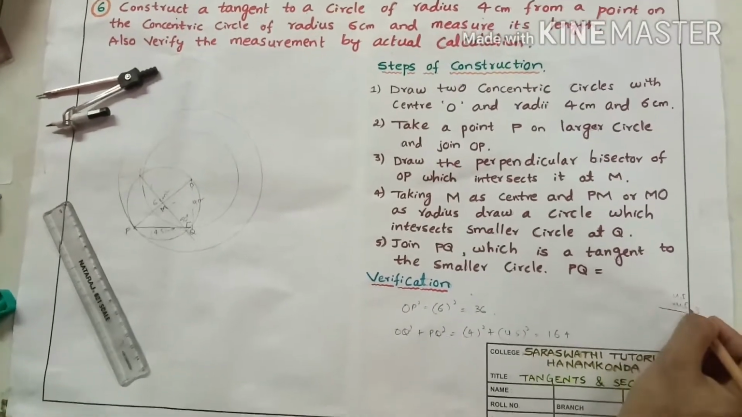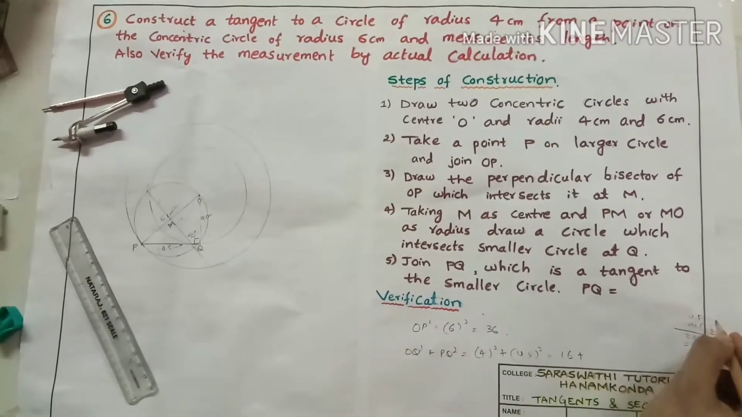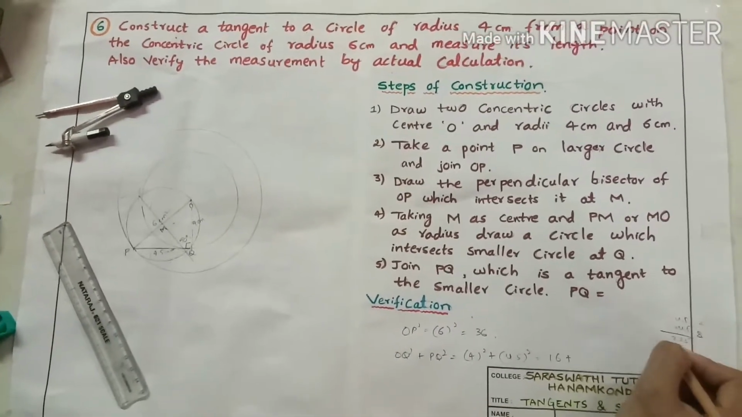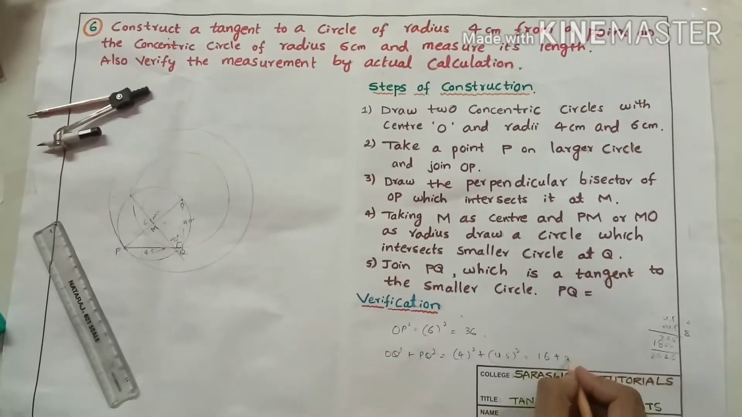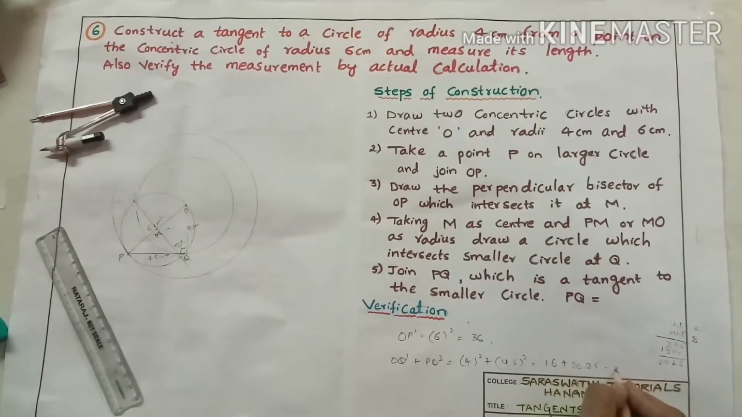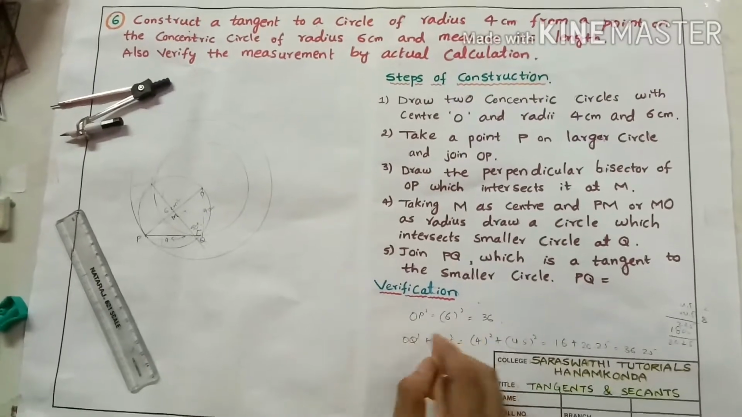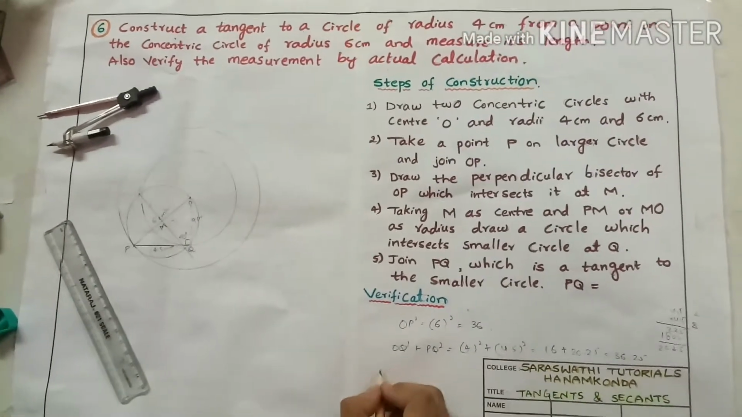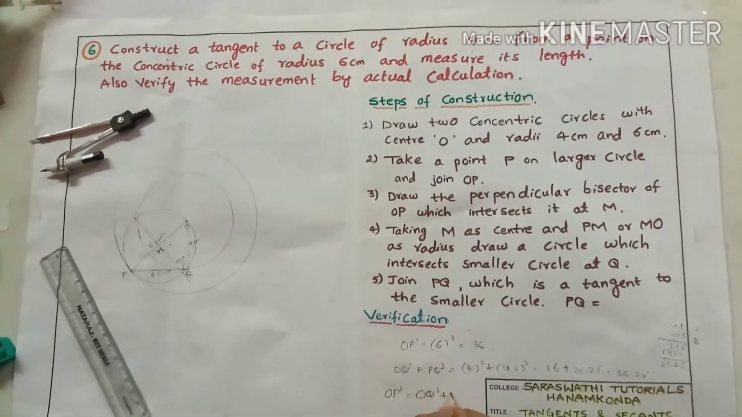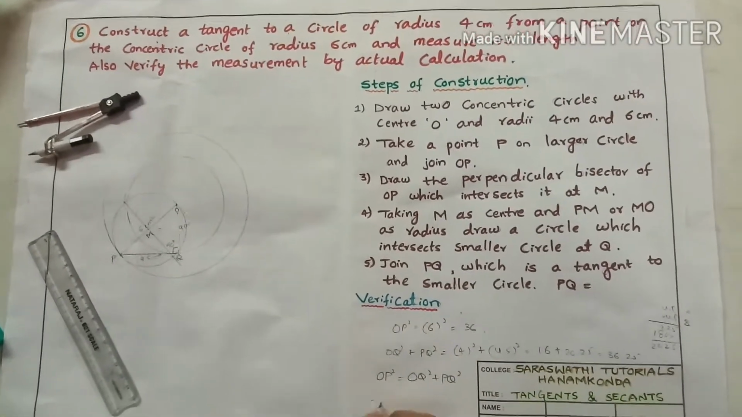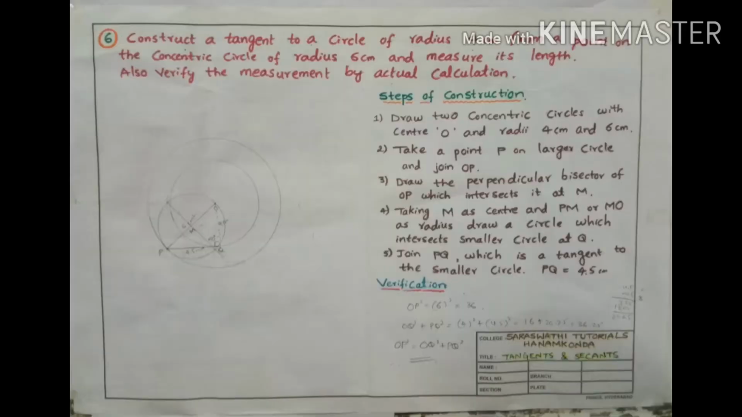So 4.5 times 4.5 gives 20.25, which means the total is approximately 36.25. So we have obtained OP squared equal to OQ squared plus PQ squared. Therefore, the Pythagoras theorem is verified. So this is the required figure.